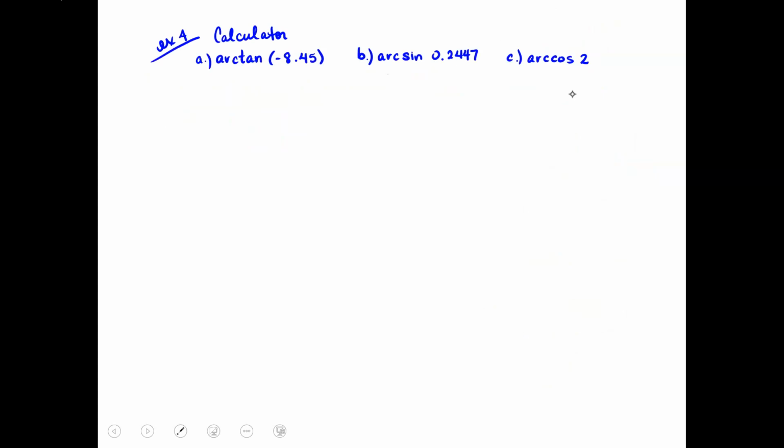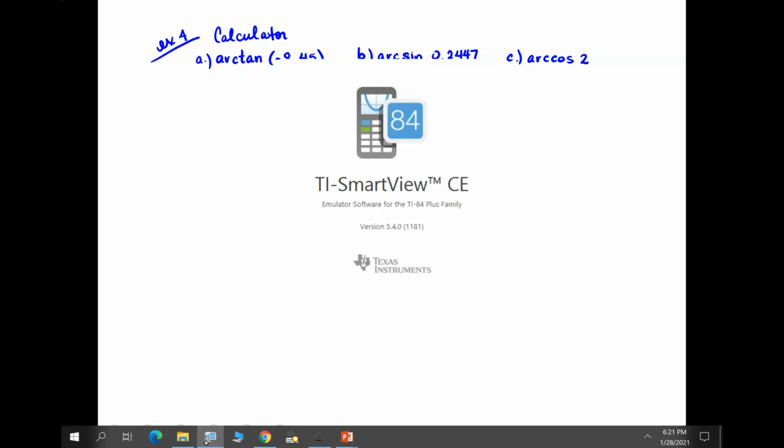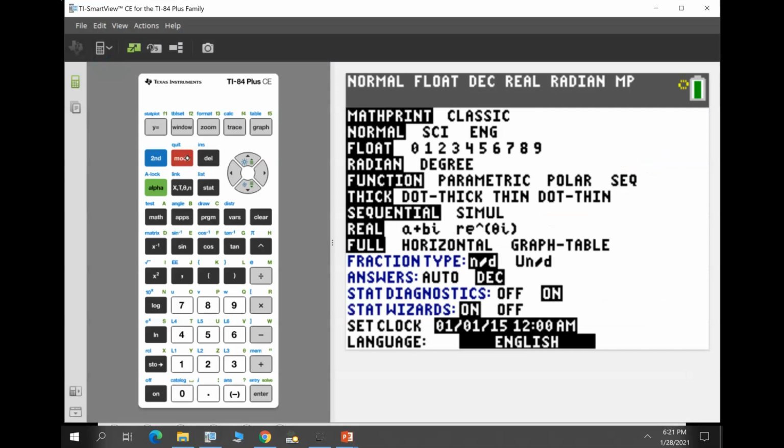All right, we also can put these into our calculator. So grab your graphing calculator if you would please, and I will switch over to mine. All right, so first off, you want to make sure that you are in radian mode. So check your mode. All you want to do is just hit your mode button, and make sure that you are in radian mode. If you're not, come over to radian and hit enter and it will switch.